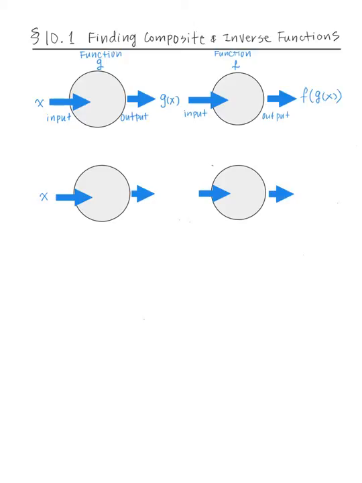Now the notation for f of g of x is this, but it's also written as f, a circle, g of x. Also, please note that this does not equal f times g of x, by the way. Okay, so let's take a look at an example with this picture.